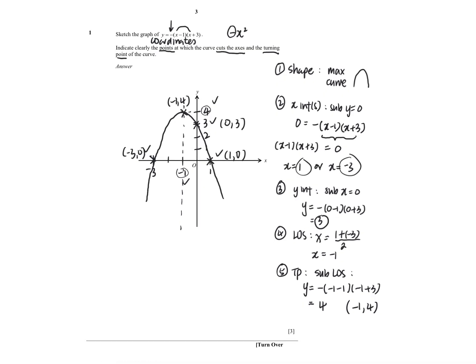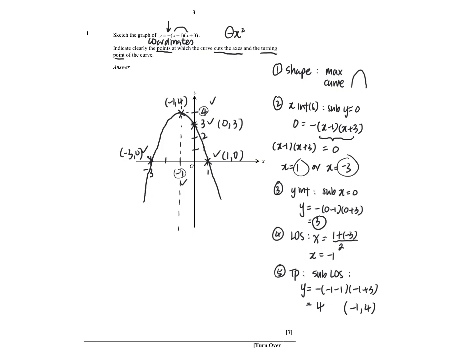Okay, so that's 3 marks for sure. For WA, definitely will have 1. It's either a maximum curve or minimum curve. It's either factorized form or completed square form. So confirm 1 question on this. Make sure you can do. Okay, next one.